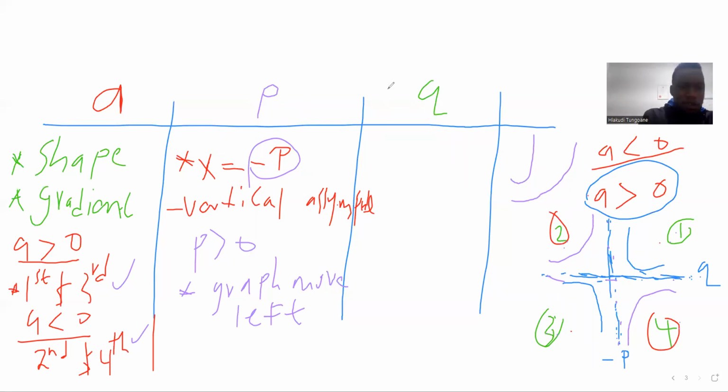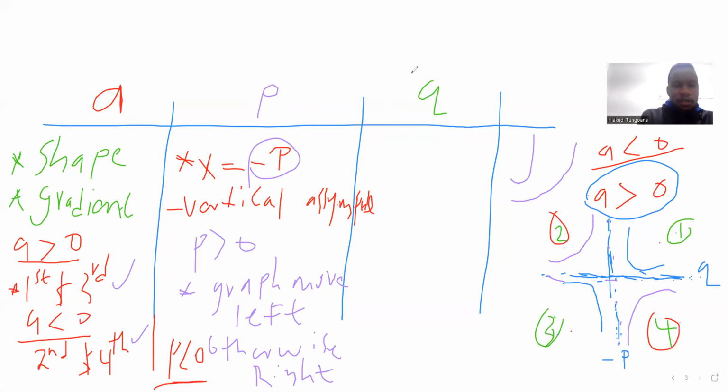Otherwise, when I say otherwise, I mean that if P is less than 0, essentially, if P is less than 0 in this case. Okay, so P is either positive or negative, or 0. If it's 0, it means the line of asymptote is at the y-axis.